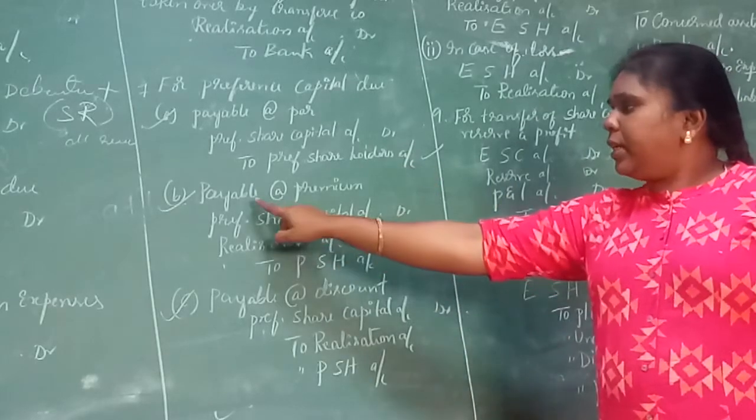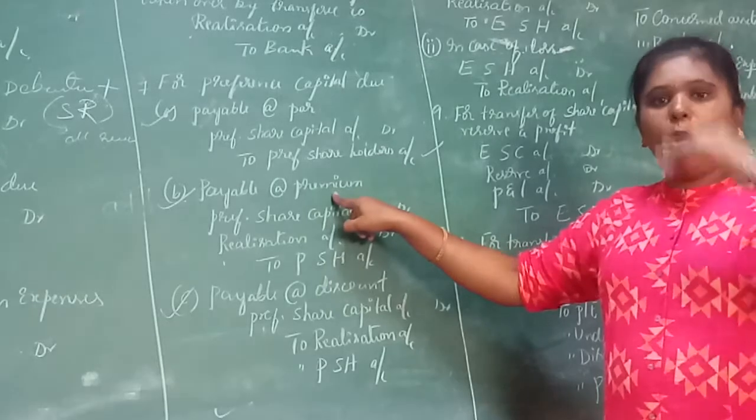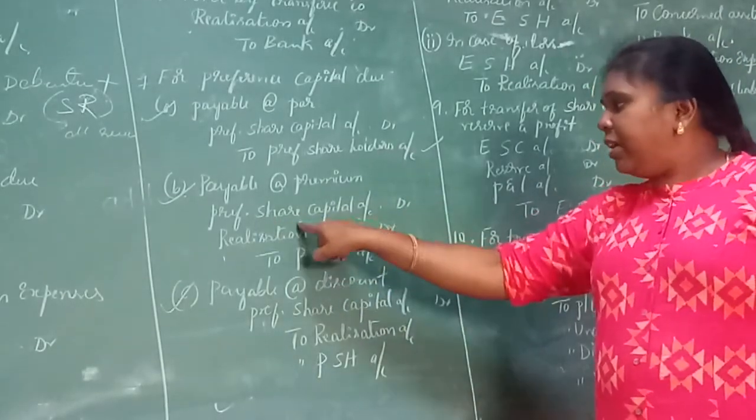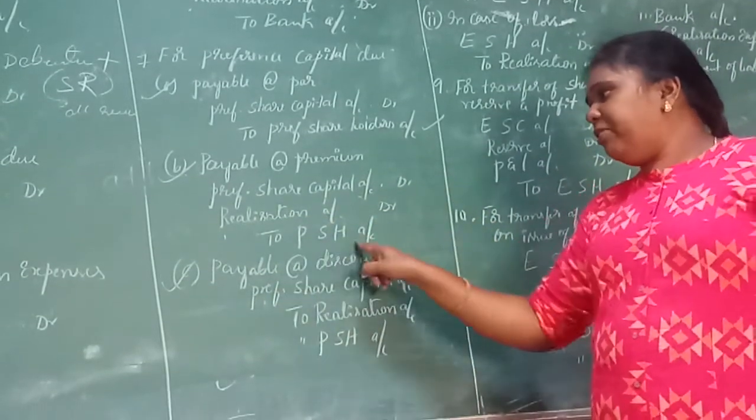Come to the second one. If preference share capital is payable at premium, more than the nominal value of the preference share capital, journal entry, preference share capital account debit, realization account debit to preference shareholders.